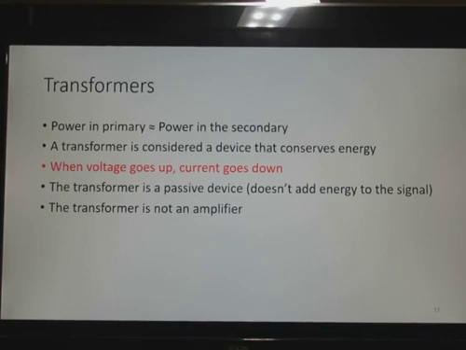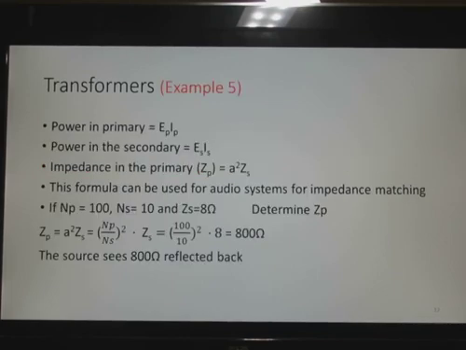Power on both sides of an ideal transformer is equal. When we have a step up or step down transformer, what's changing? The voltage is changing, and we'll notice that when the voltage goes up, the current goes down and vice versa. And we'll see that in our calculations.